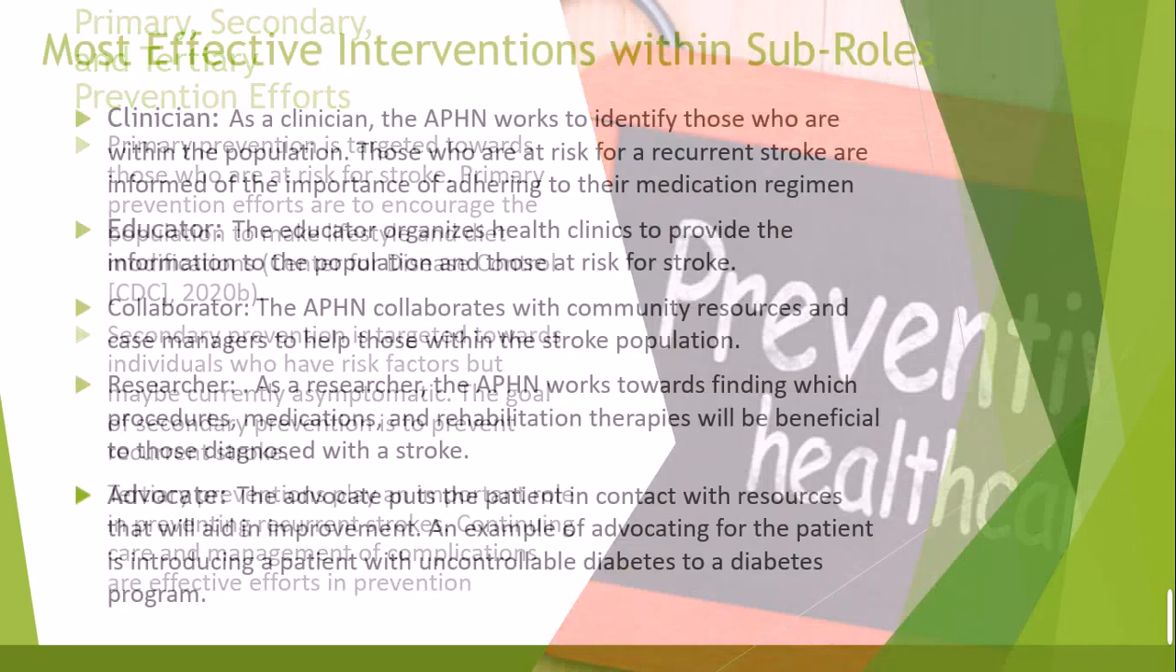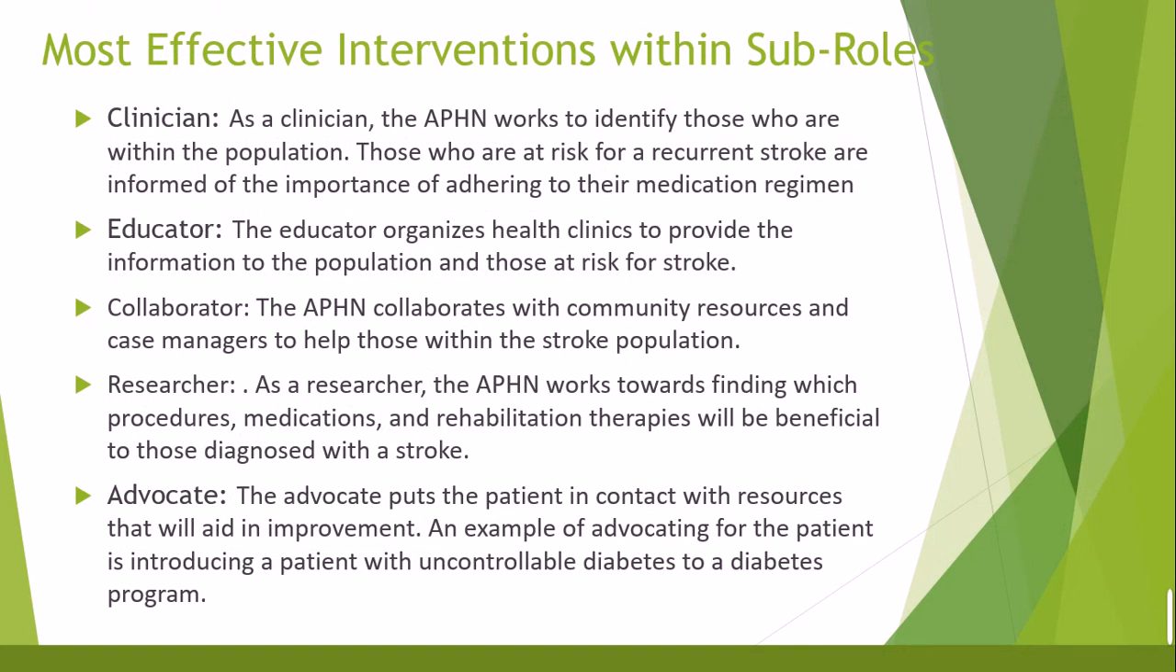The most effective interventions within the sub roles are as follows. The clinician works to identify those who are at risk for stroke within the population. The educator organizes health clinics to provide information to the population and those that are at risk for stroke. The collaborator collaborates with community resources and case managers to help those within the stroke population. The researcher works towards finding which procedures, medications, and rehab therapies will be beneficial to those diagnosed with stroke. And the advocate puts the patient in contact with resources that will aid in improvement.